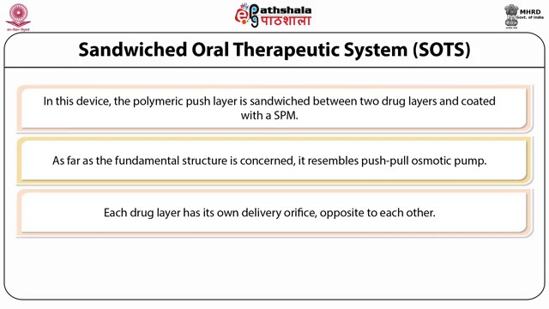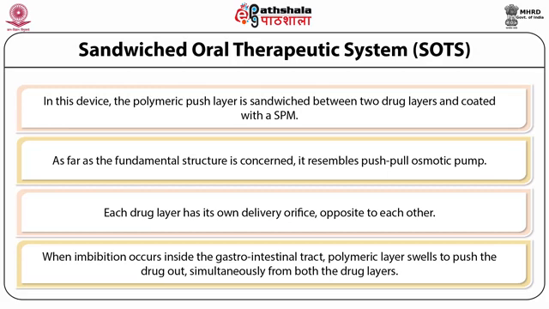Except for this, in the other previous cases, what we have noticed is that you have a single orifice either on the top or somewhere in the middle of a separating layer. However, in this sandwich one, each individual layer has its own orifice. So when imbibition occurs, that is, water comes inside, dissolving the osmogen and creating pressure inside the gastrointestinal tract, the polymer layers swell to push the drug out simultaneously from both the drug layers. This is how it works.